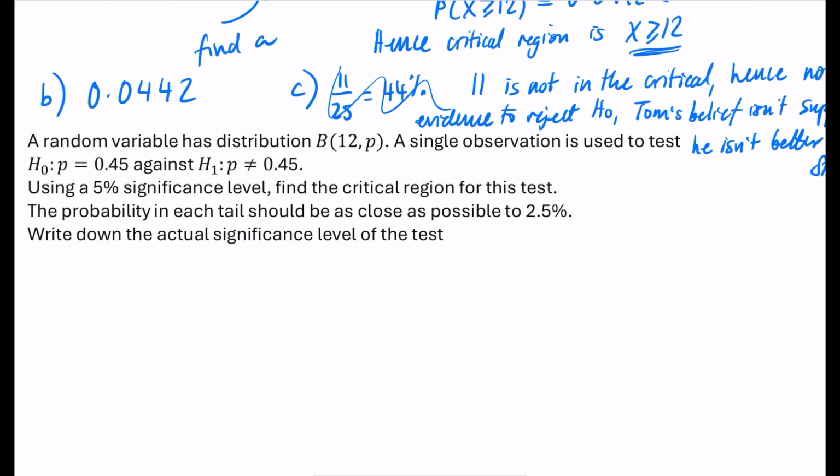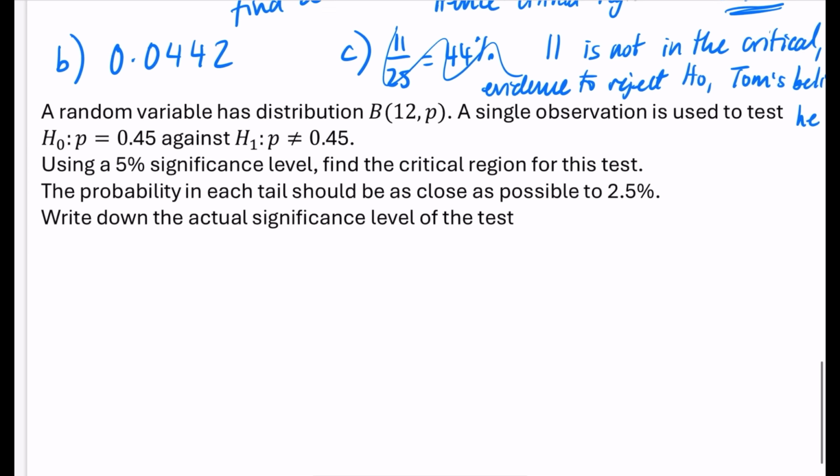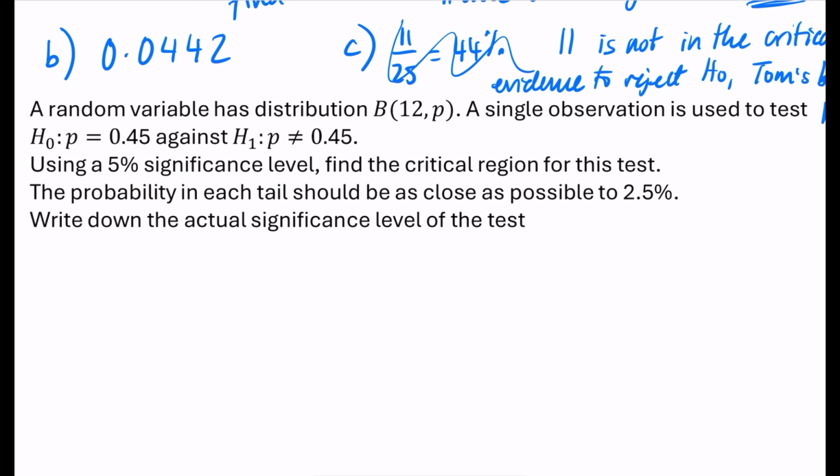If it didn't say that, we would want the probabilities to be below 2.5% because we've halved the significance level in each end. But they've said here they want them to be as close as possible to 2.5%. And then what we'll do afterwards is write down the actual significance level of this test. So, as close as possible to 2.5%, we're looking for 0.025 and 0.975 as those parts in the table that we've got here.